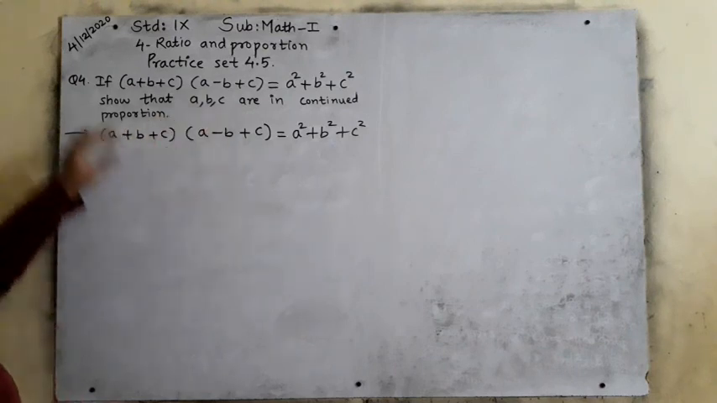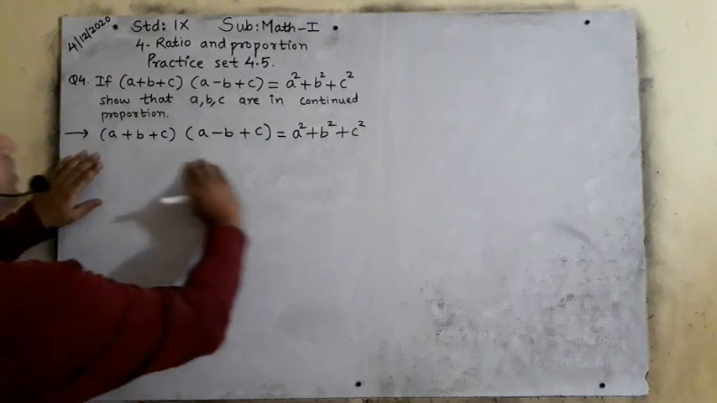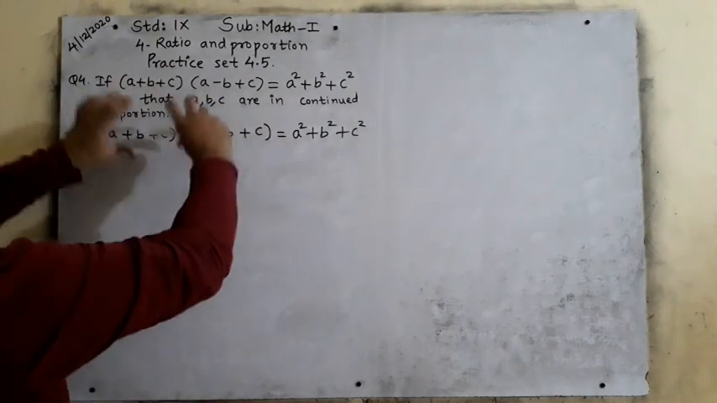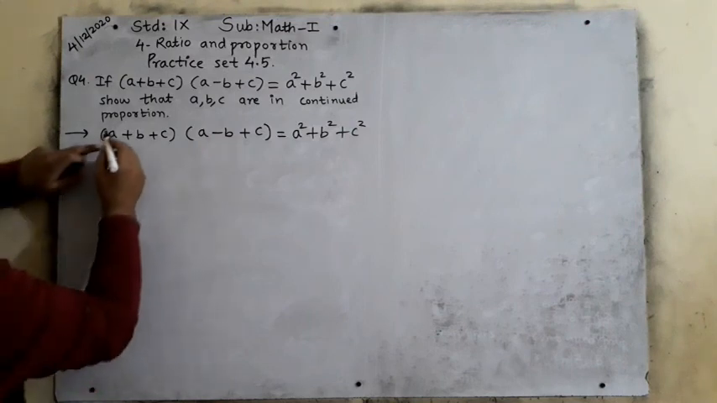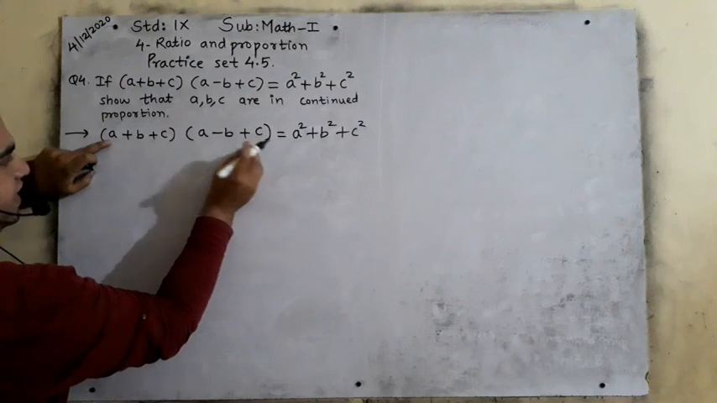So my dear students, first we will copy the question as it is. See, I have already copied the question. This equation I have already copied. Now what do we have to do further? See here, we will multiply this A to this bracket one by one.